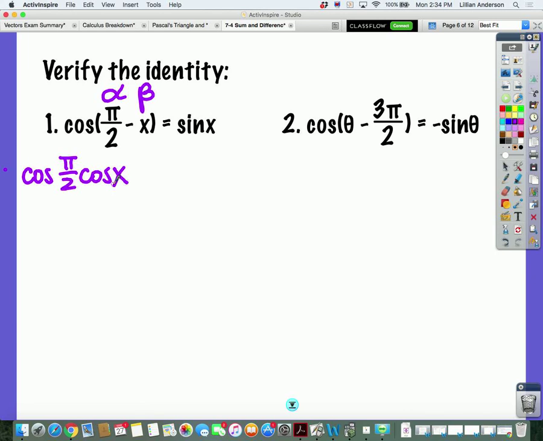Then the rest of the formula says plus, correct? Plus? Yes. Sine of alpha. So I'm going to put a pi over 2. Sine of beta. So I'm going to put an x. Is it negative x or just positive? It's always the positive. This basically lets us know that it's going to be a plus in the middle.